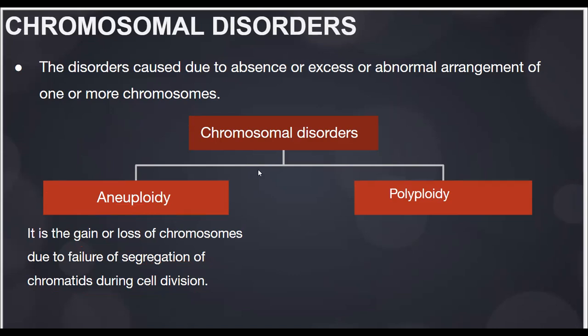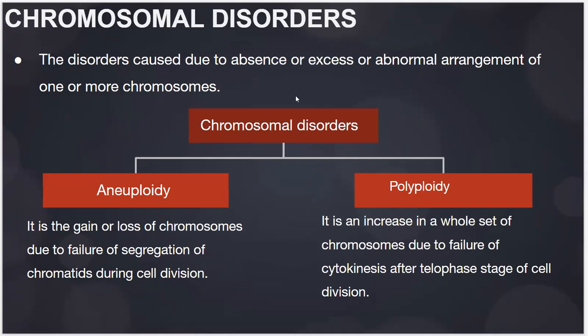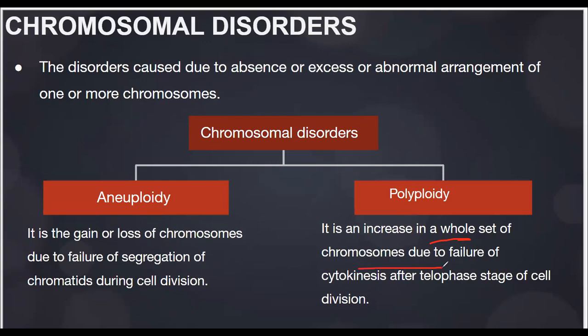What happens in polyploidy? In this, a whole set of chromosomes increases due to a failure of cytokinesis after the telophase stage of the cell division. Whole set means what? You have a diploid number of chromosomes, and once this diploid chromosome set duplicates, it's 4n.